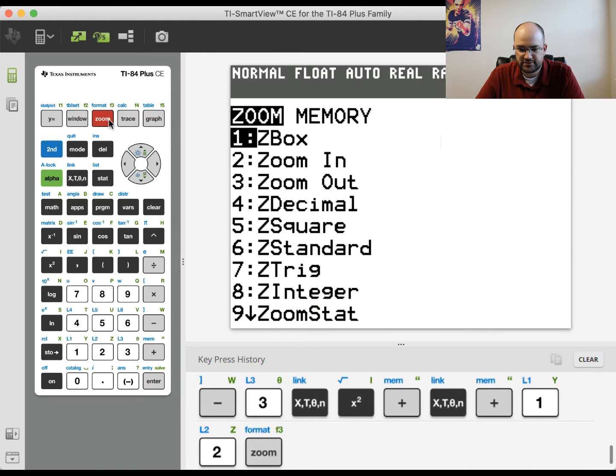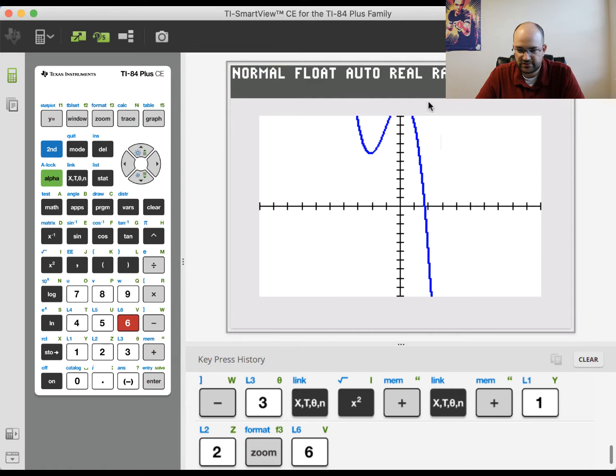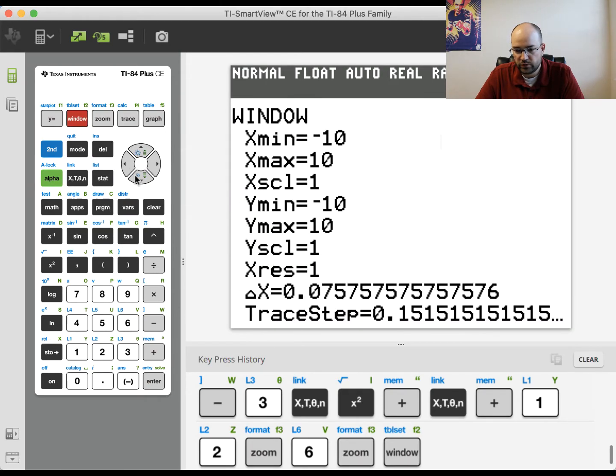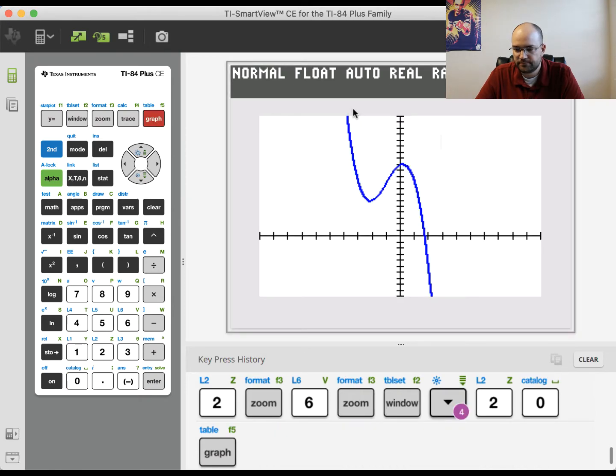Anyway, I'm going to press zoom 6 for the standard window. I'd just like to do that to kind of see what's happening. Notice I need to kind of move my window up a little bit to see what's happening up here. So if I press zoom, go to window, y maximum is what I want to look at. And let's make that 20. There we go. That's better.